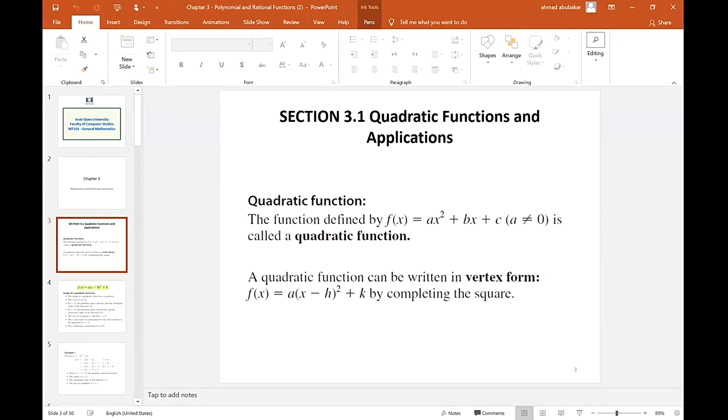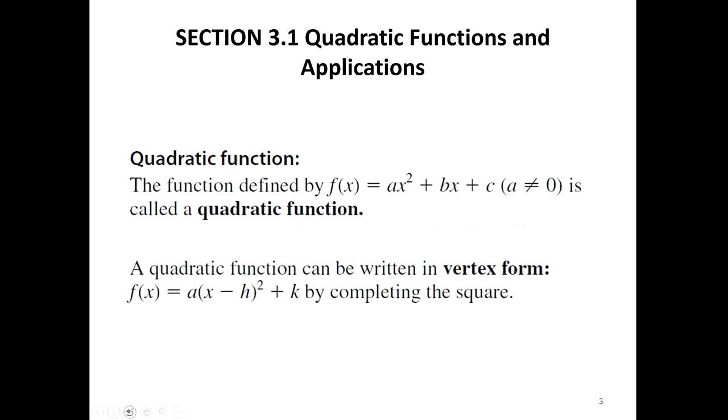Firstly, we talk about the quadratic function and some applications of the quadratic function. What's the meaning of quadratic function? A quadratic function is a function of x with degree 2. So we have x squared and x and a constant term, but a must be not equal to 0. This is the coefficient of x squared.